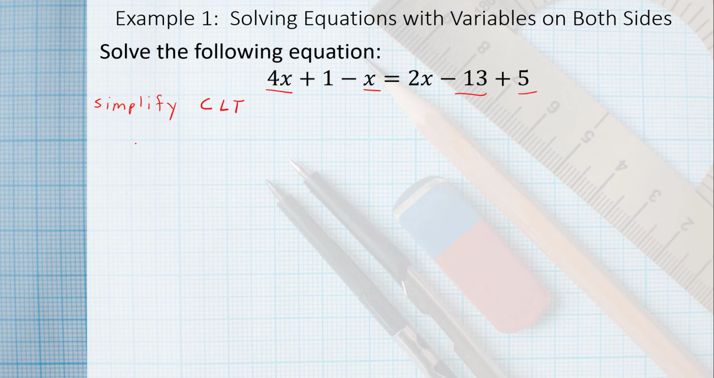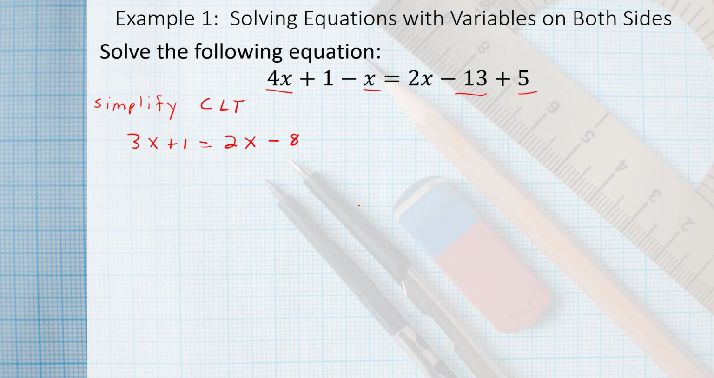So combining, we will have 4x minus x, which is 3x, plus 1, and that will be equal to 2x, minus 13 plus 5, which is minus 8.